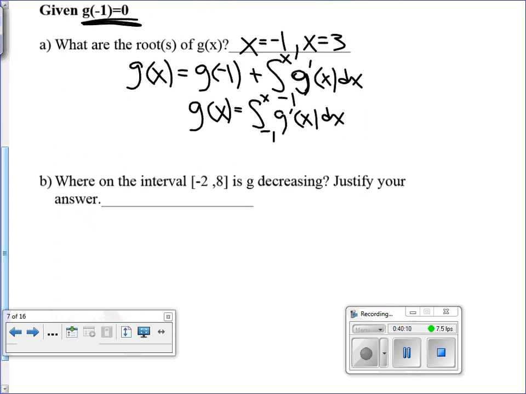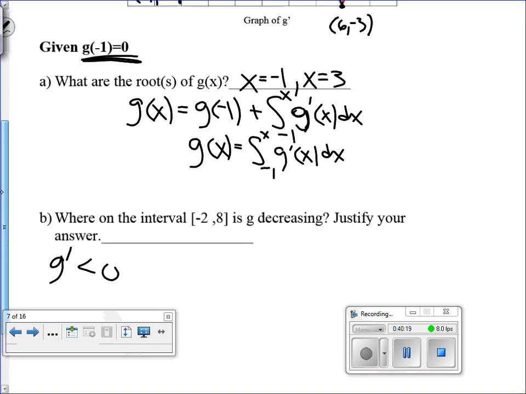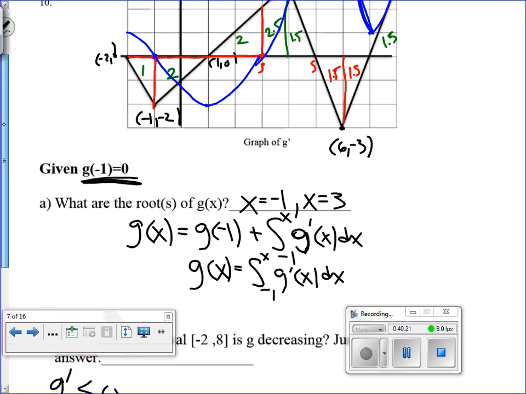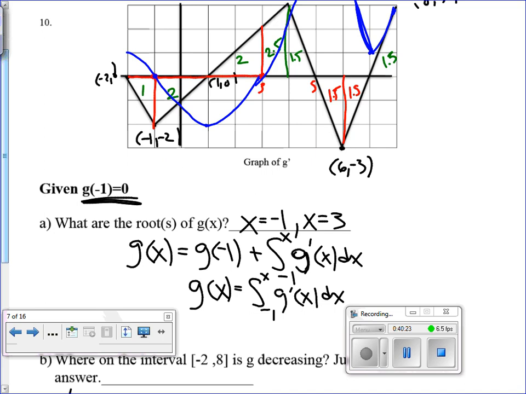Where on the interval from -2 to 8 is g decreasing? So we should be looking for where g prime is negative. So it's negative, and let me erase all this other stuff. I might want the areas here. You know what, I'll just leave it. Okay. So the graph of g prime is negative between -2 and 1, and between 5 and 7.